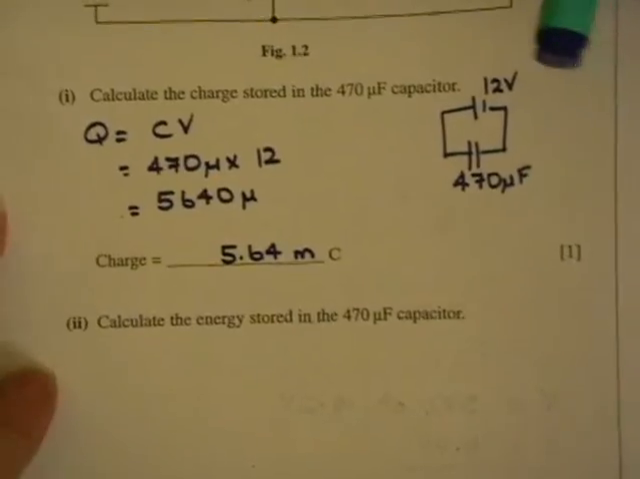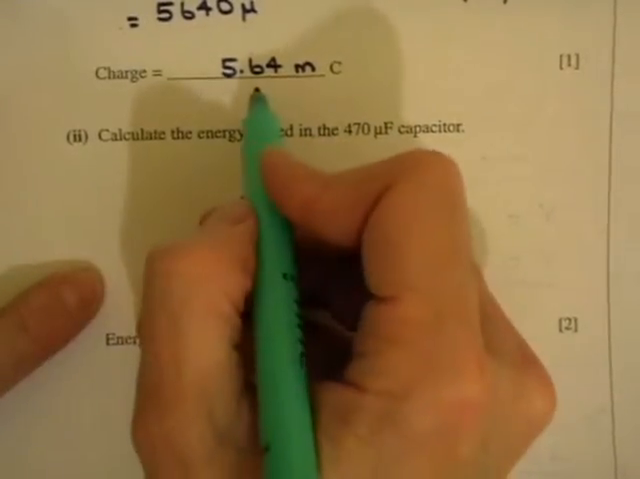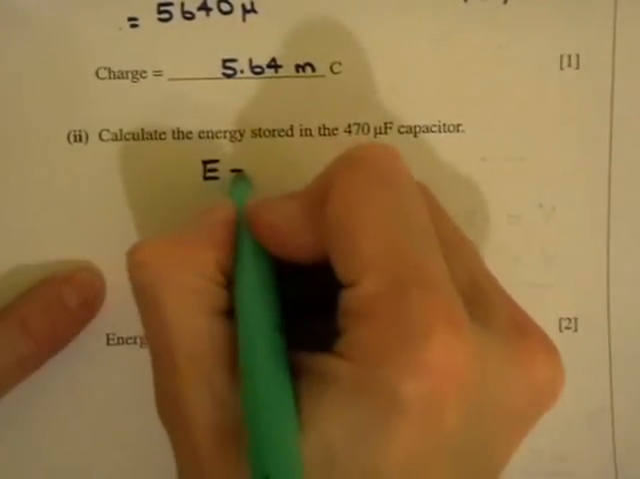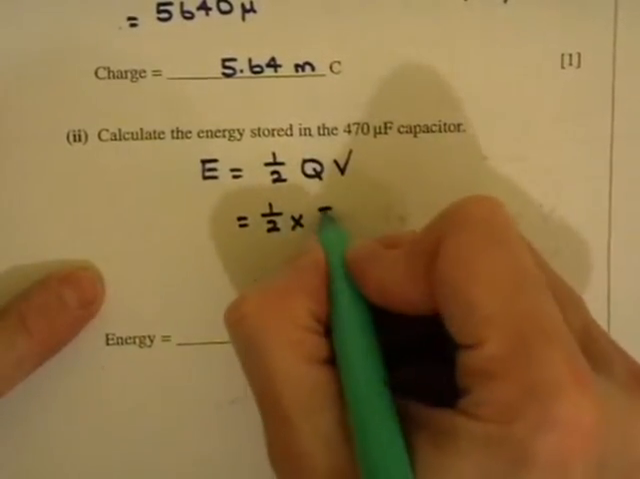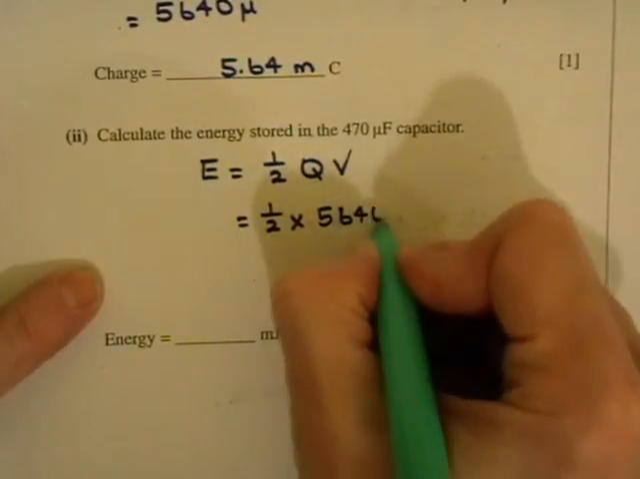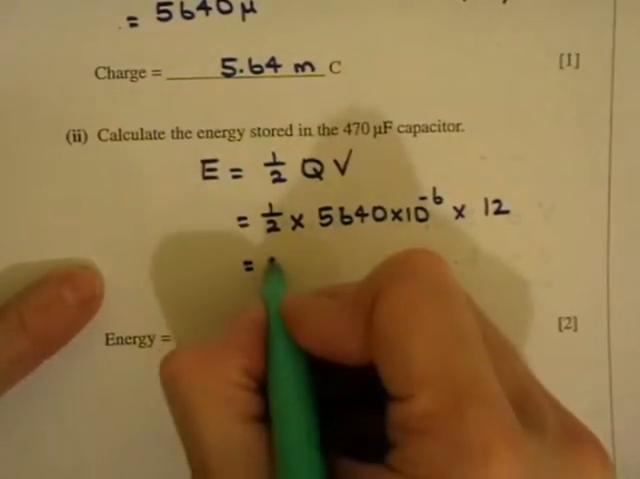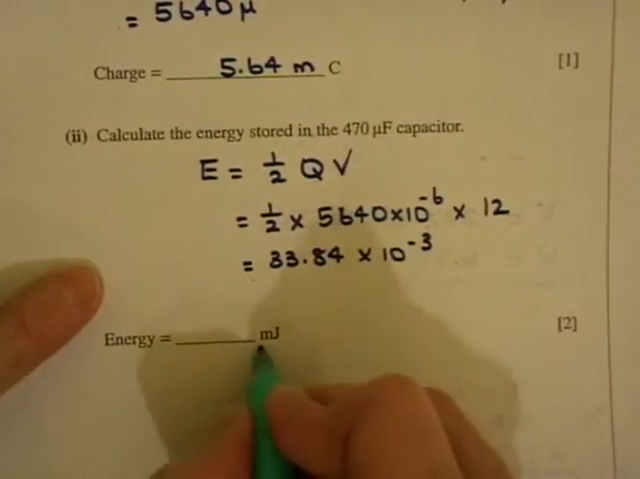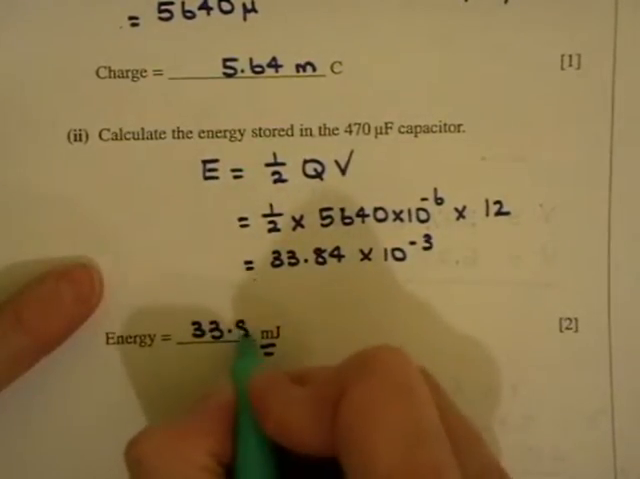The next part of the question, calculate the energy stored in the 470 microfarad capacitor. If you just use one of your equations, we now have charge, we have capacitance, we have voltage, so it's up to you what you use. I'm just going to use E is equal to half QV, and that's a half times Q, which is 5640 by 10 to the minus 6, and V is 12. And that comes out as 33.84 by 10 to the minus 3. And you have to write it in millijoules, just be careful of that kind of thing. So it's 33.8.